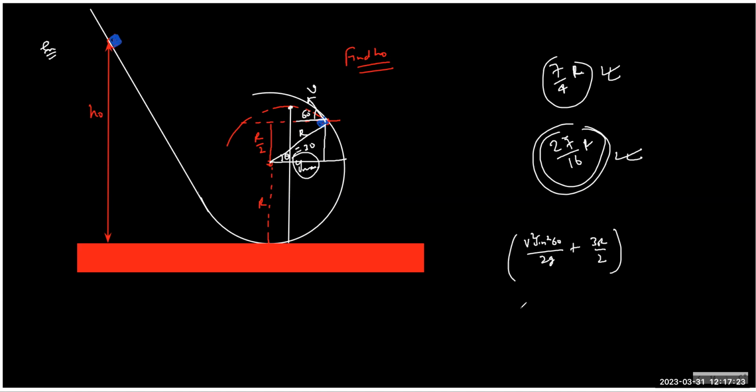And what is V square, by the way? GR by 2. V is from conservation of energy, no? So you know H naught, GR cos 60. So GR by 2. Yeah, cos 60, that's right. Sin 30 or cos 60. So sin square 60 by 2G plus 3 over 2.